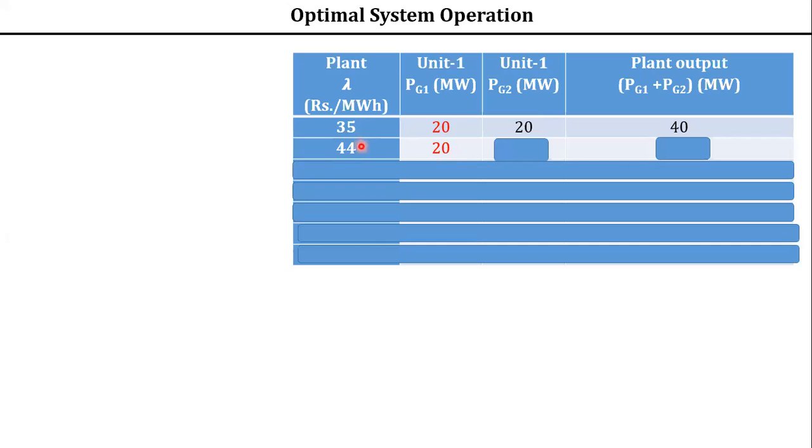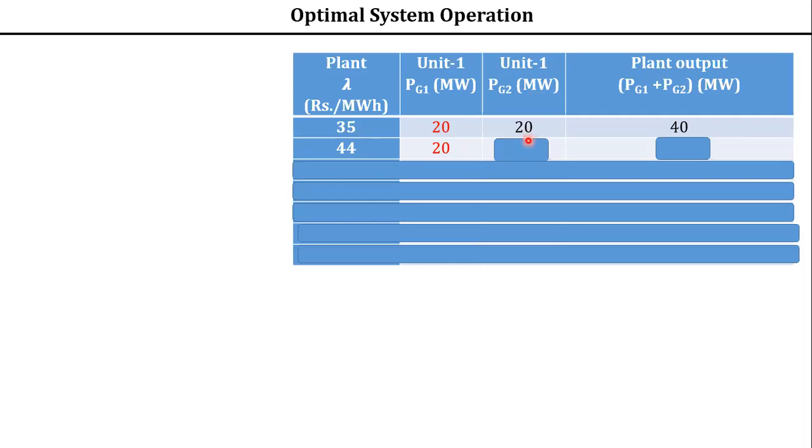35 and 44 are the two values of lambda we got at light load, isn't it? So at 35, 20 is fixed for unit 1, and the remaining 20 will be taken care of by unit 2, so it will be 40. When lambda is equal to 44, I am not going to increase the load on unit 1 because it is held constant at 20. The additional load will be taken care of by, sorry, this is unit 2. This is a correction, please make it yourself.